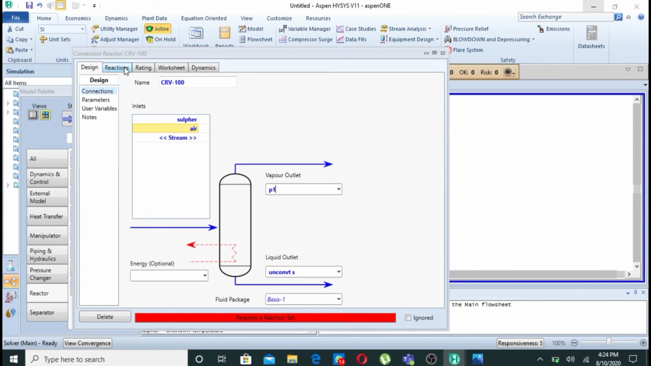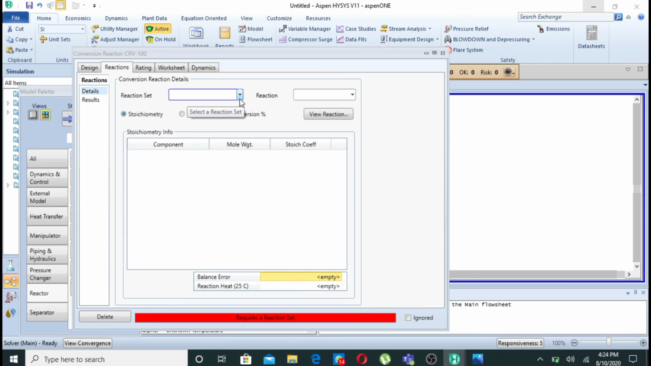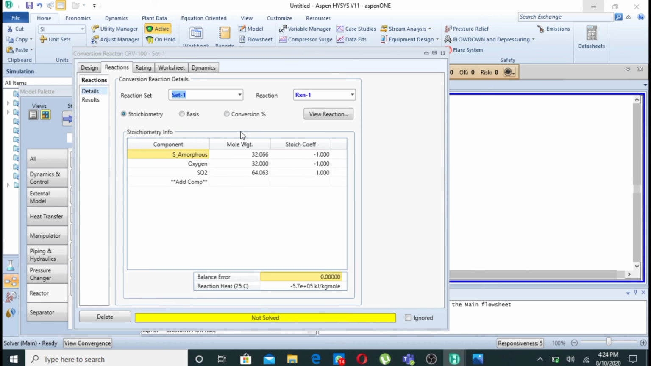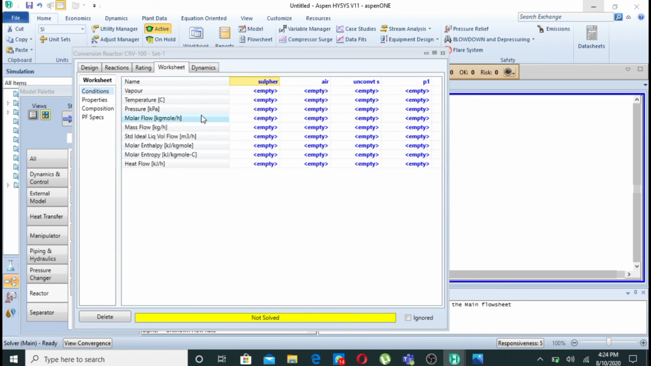So I will go to the reactions, and here I will add reaction set 1. So I have added reaction set 1. It is saying not solved because I have not defined the streams. So I will go to the worksheet and define the streams. Temperature I will take as 25, for sulfur at ambient temperature. Pressure I take as 101.325.